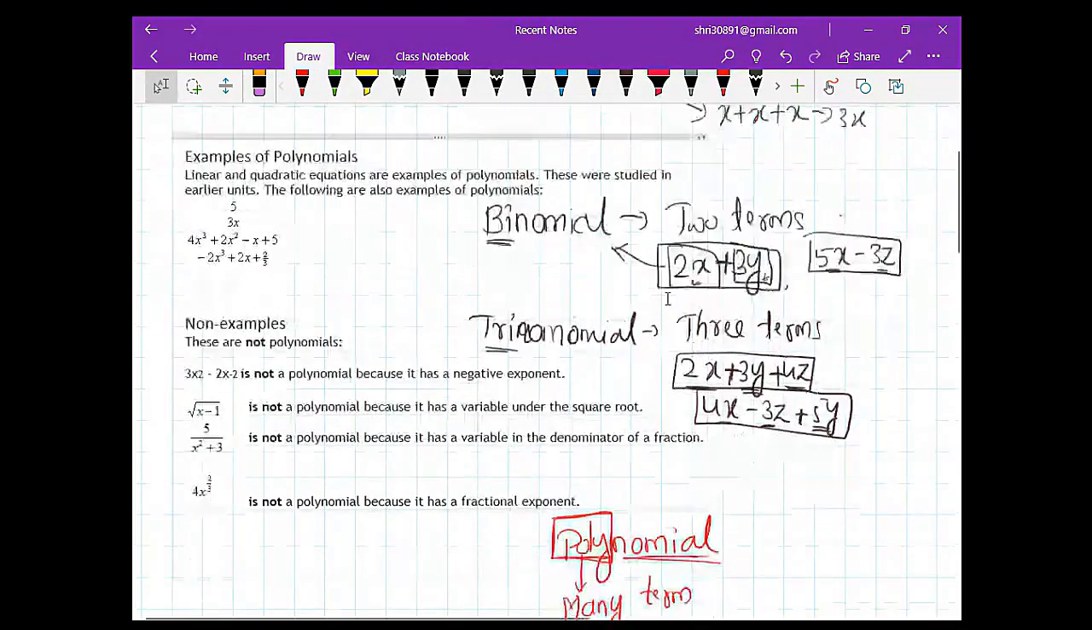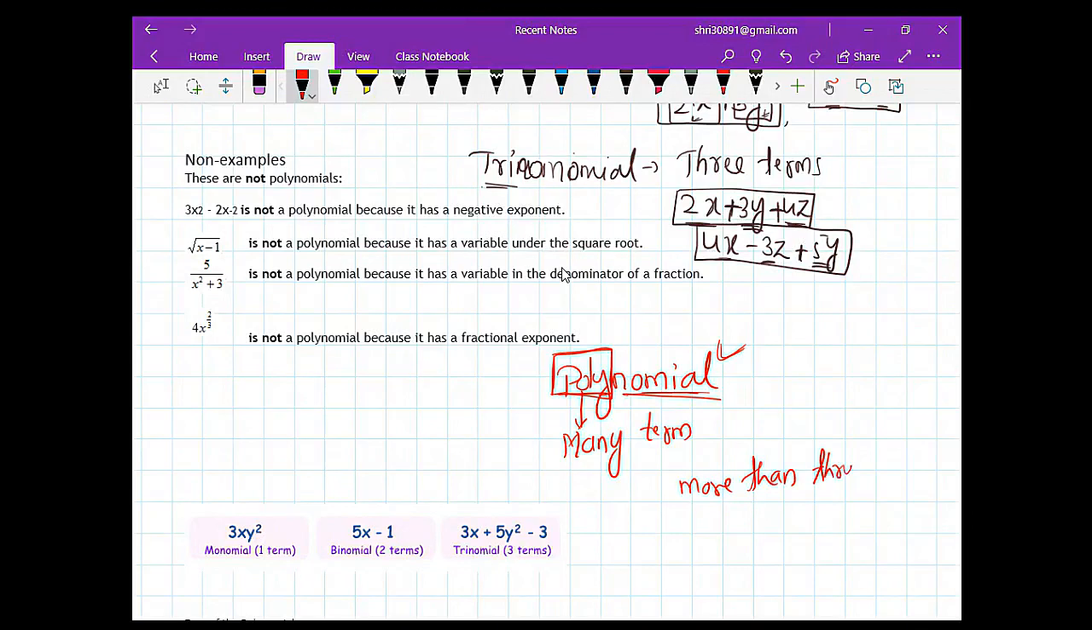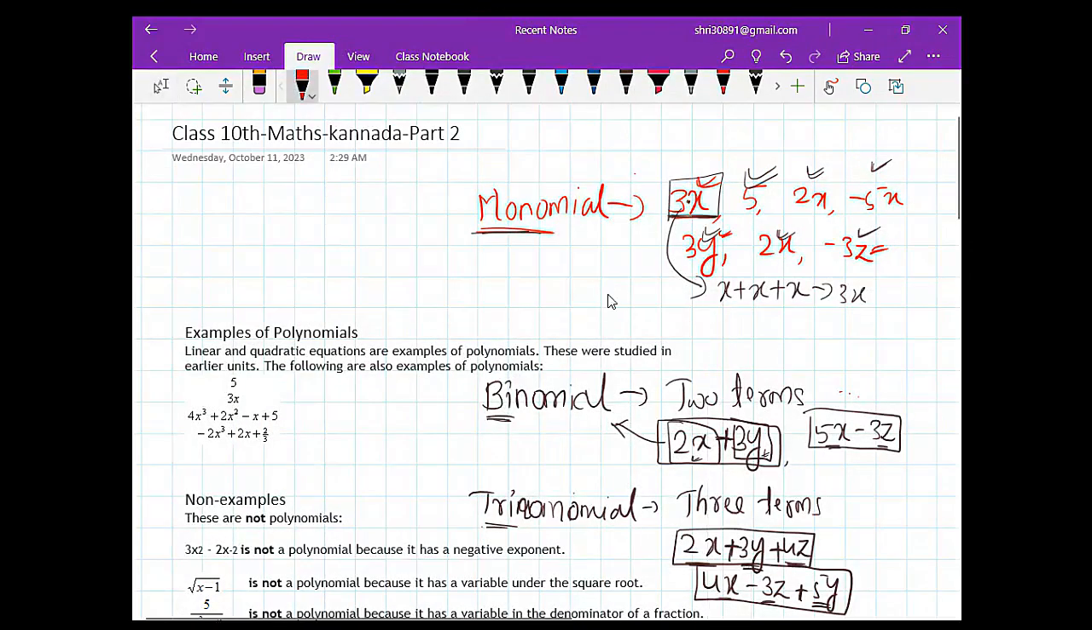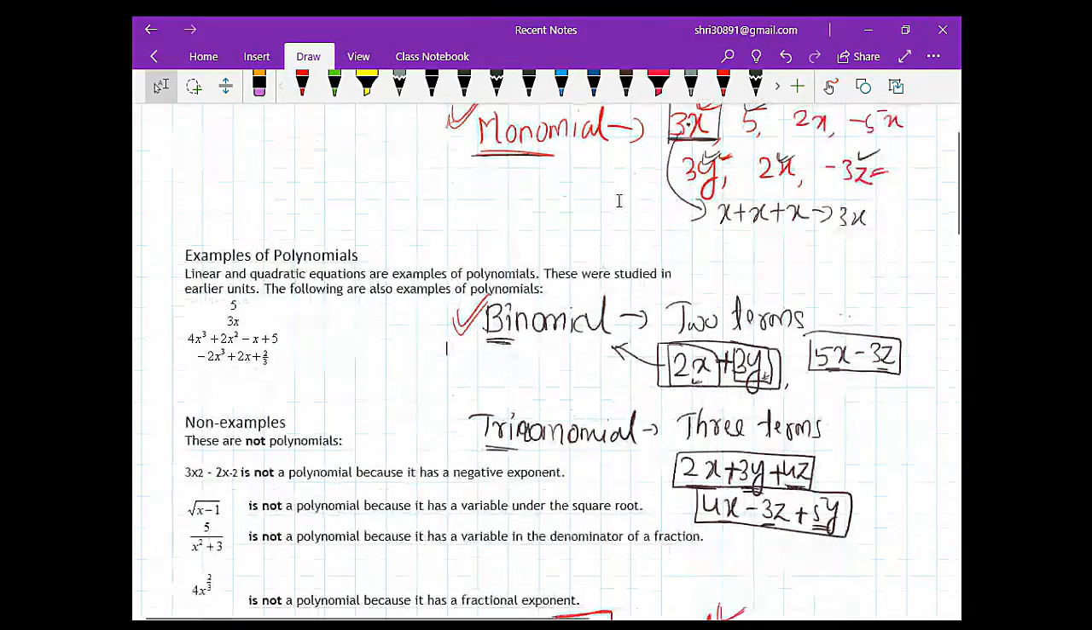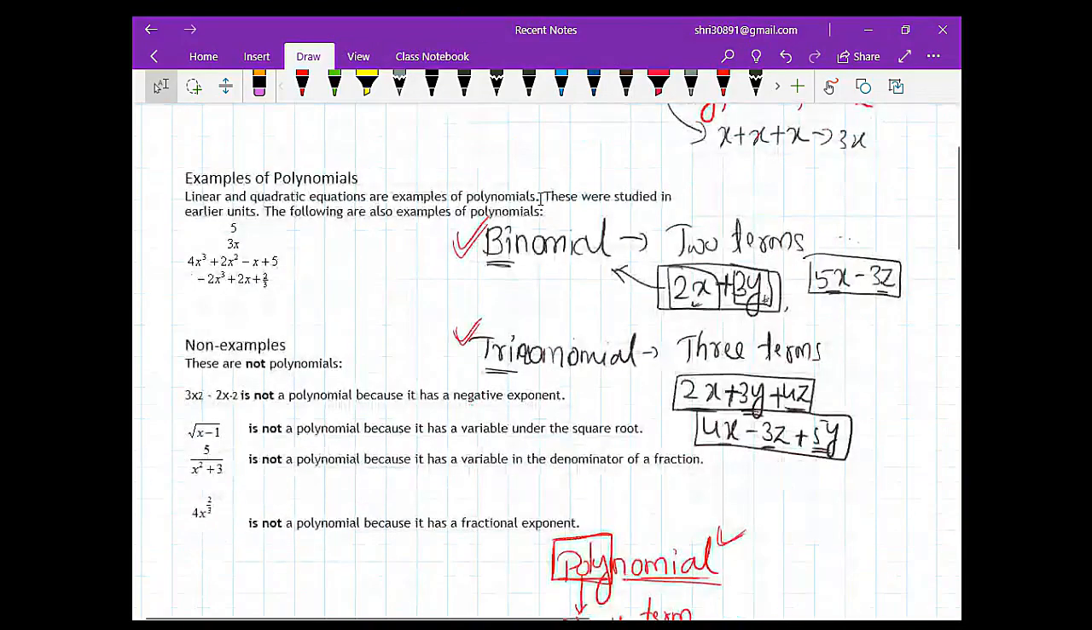If it has two terms, we call it a binomial. If it has three terms, we call it a trinomial. And if it has more than three terms, generally we call it a polynomial. Although all of these are also polynomials: a monomial is also a polynomial, a binomial is also a polynomial, a trinomial is also a polynomial, and more than three terms is also a polynomial.